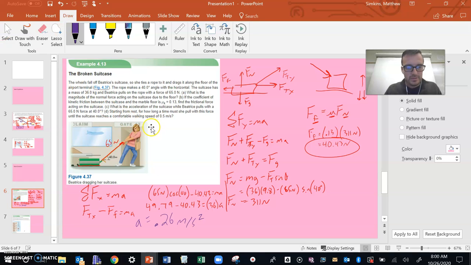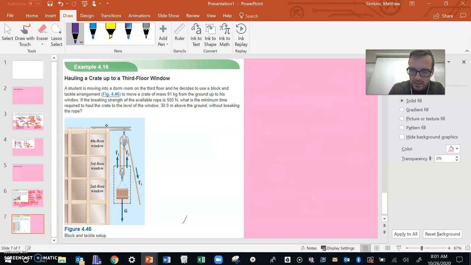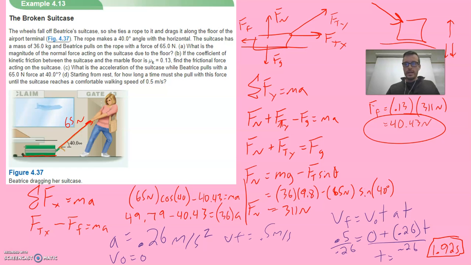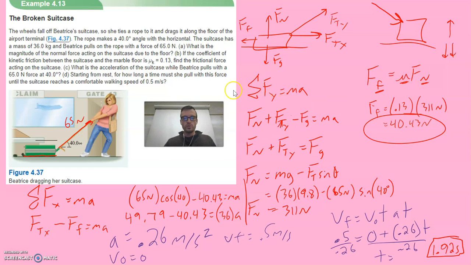All right. Then the next one is just a kinematic problem. Starting from rest, how long of a time must she pull with this force until she reaches a comfortable walking speed of 0.5 meters per second. So then we have V initial equals 0. We have VF equals 0.5 meters per second. And then we would just use our acceleration equation. So VF equals V initial plus AT. And you could go ahead and figure out the rest of the math. And that would get you to something like 1.92 seconds.